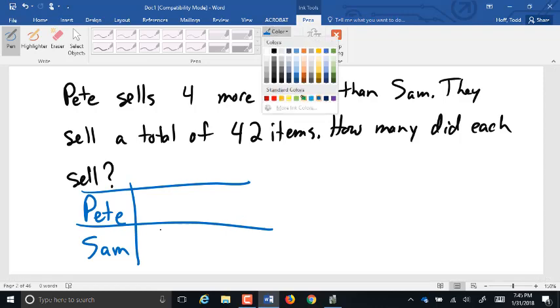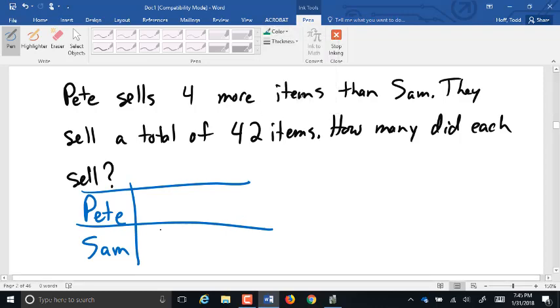Now, it often helps me on problems like this to kind of map it out a little bit. I have 2 items here that I'm trying to describe. I have Pete's sales and Sam's sales. Do I know the number for either one of them? No, I don't. I don't know the total. I do know that Pete sold 4 more.